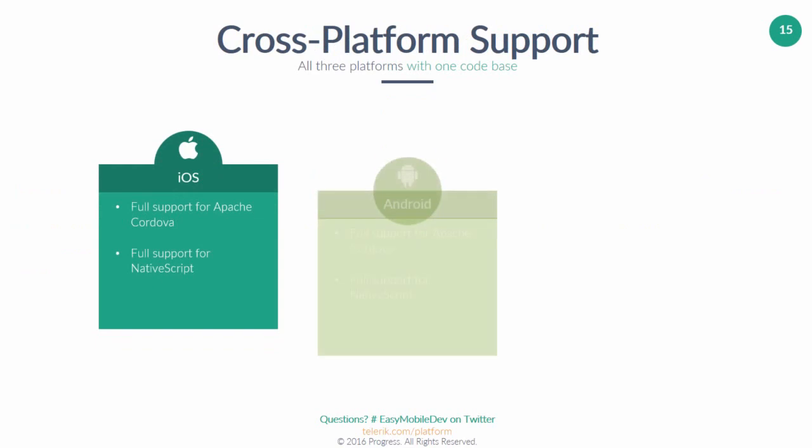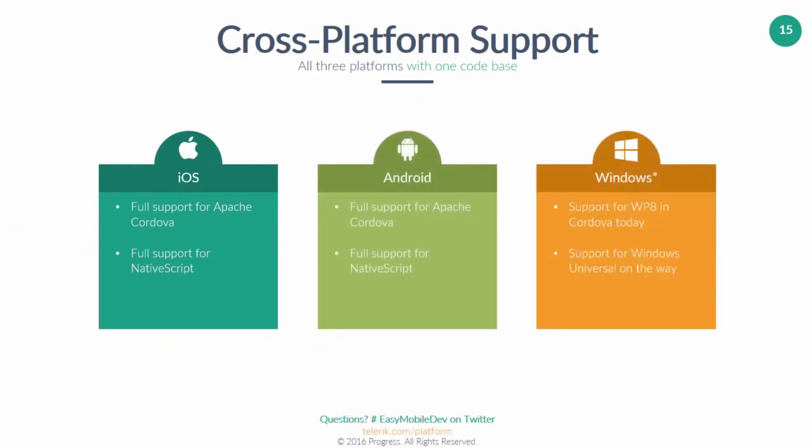Now the great thing about both hybrid development with Cordova and native development with NativeScript is that they're both cross-platform. Now this is important because it means you write your app code once and it automatically runs on iOS, Android, and Windows without any changes required. Now you'll notice the asterisk next to Windows because as of today, the Windows implementation for NativeScript is not yet complete, but we're hoping to have something in the coming months.